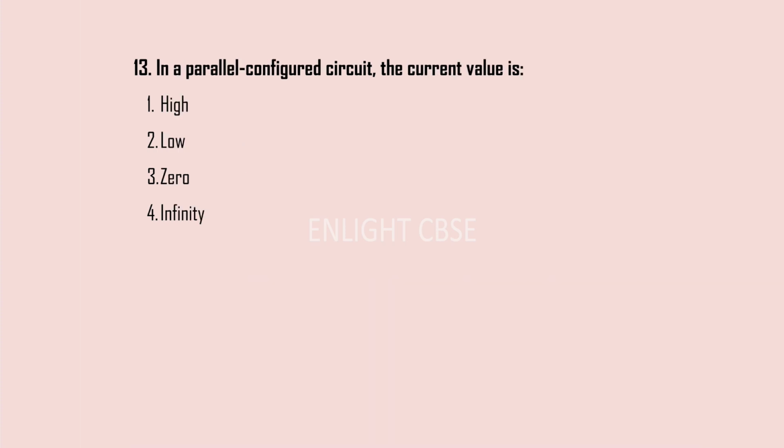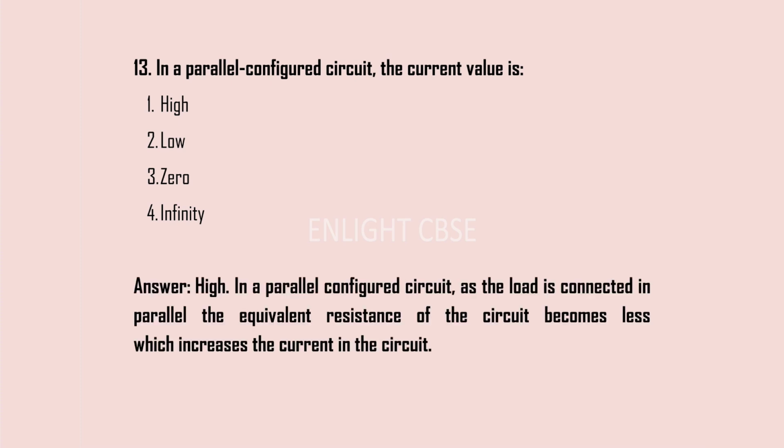Question 13. In a parallel configured circuit, the current value is 1. High, 2. Low, 3. 0, 4. Infinity. Answer: High. In a parallel configured circuit, as the load is connected in parallel, the equivalent resistance of the circuit becomes less, which increases the current in the circuit.